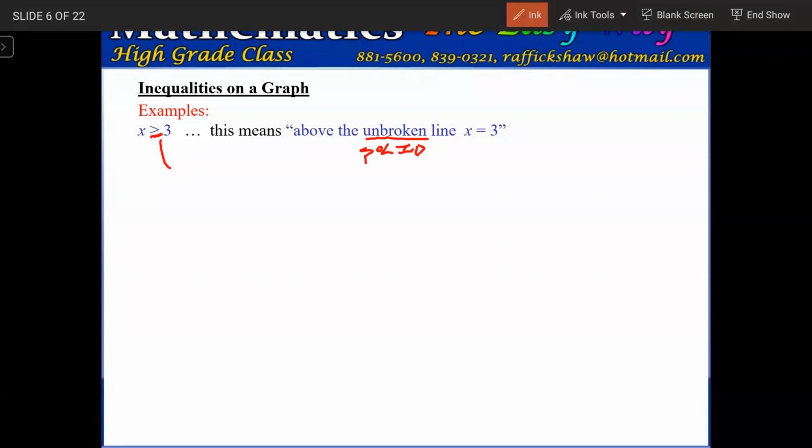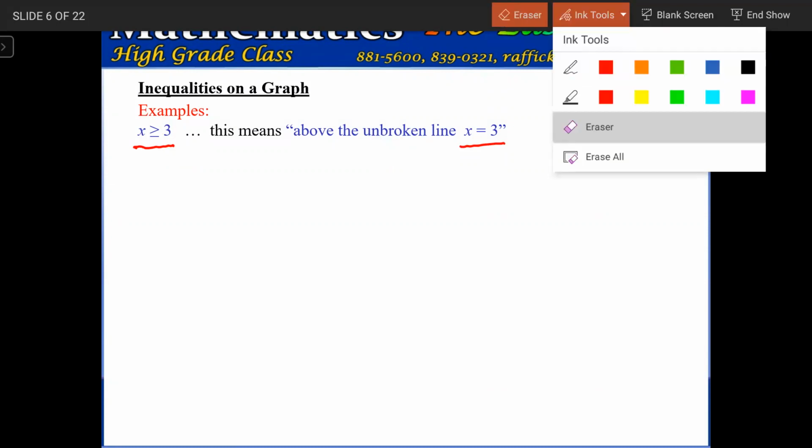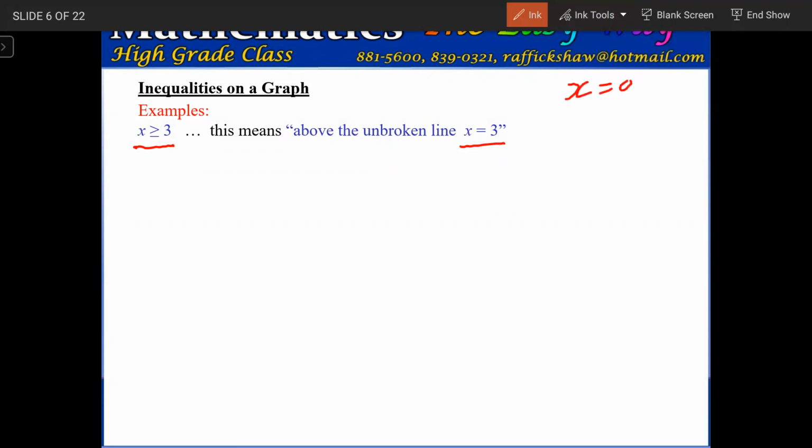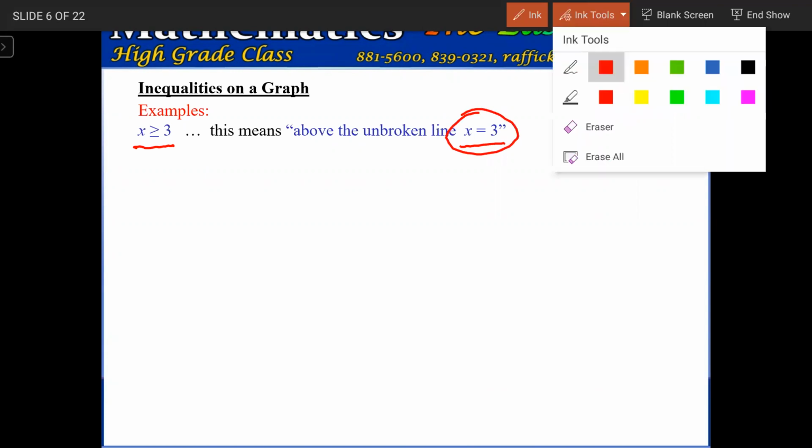And the line that you're drawing is the one that's associated with this inequality. The line that is associated with the inequality x greater than or equal to 3 is actually the line x equals 3. Remember in the last class, when we did the last slide on coordinate geometry, we spoke about equations of the form x equals a number or y equals a number. I would say x equals a number are vertical lines, y equals a number are horizontal lines. So this would be a vertical line because x equals a number.